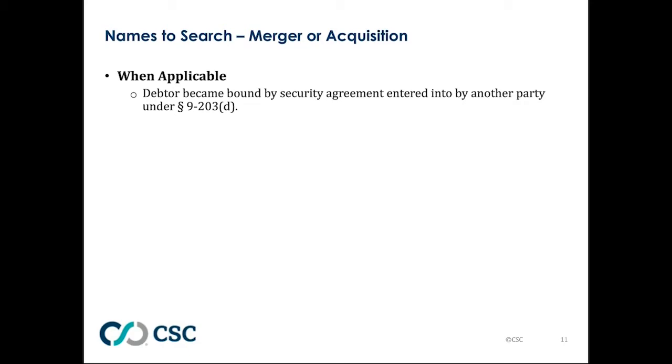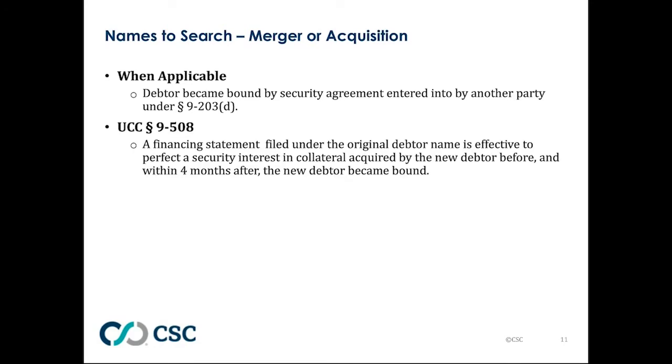Let me back up a second. What will happen in that type of situation is that the debtor may find itself bound by a security agreement entered into by the merged or acquired entity. And if that happens, then the financing statement filed under the name of that merged or acquired entity will remain effective for collateral acquired by the original debtor before, and within 4 months after, the new debtor became bound.